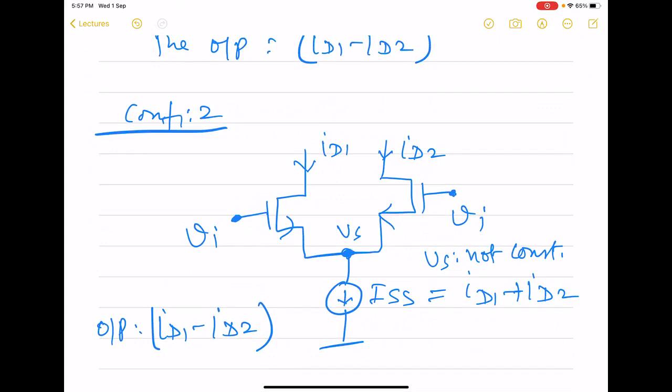So this configuration is preferred because it is able to suppress the effect of fluctuation in any common gate signal present at the output.